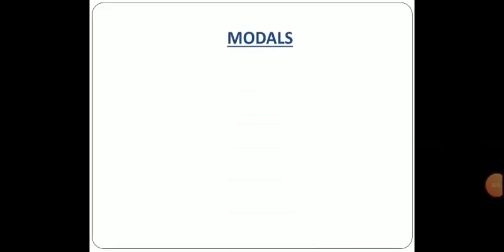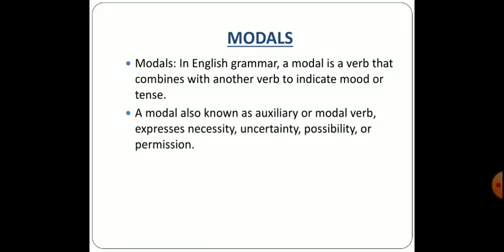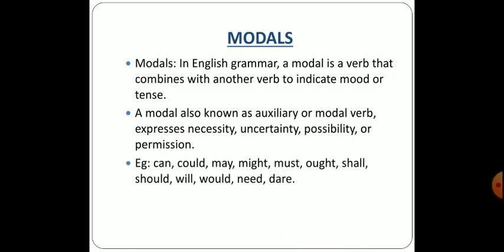So now let us learn the modals. And that would be modals in English grammar. A modal is a verb that combines with another verb to indicate the mood or tense. A modal, also known as an auxiliary or modal verb, expresses necessity, uncertainty, possibility or permission. And the words which you are supposed to keep in mind are can, could, may, might, must, ought, shall, should, will, would, need, dare.